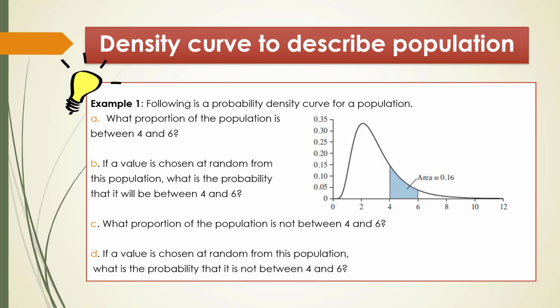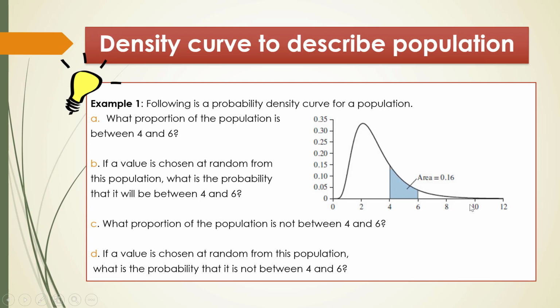A. What proportion of the population is between 4 and 6? B. If a value is chosen at random from this population, what is the probability that it will be between 4 and 6? C. What proportion of the population is not between 4 and 6? D. If a value is chosen at random from this population, what is the probability that it is not between 4 and 6? So let's observe this density curve.